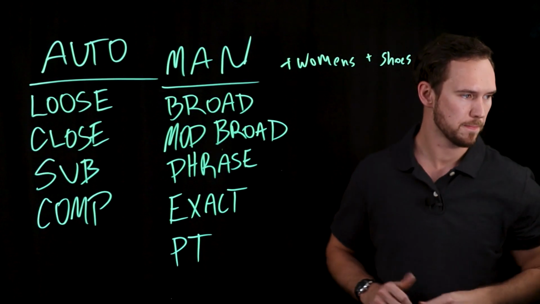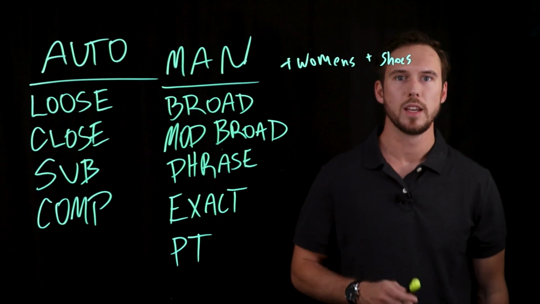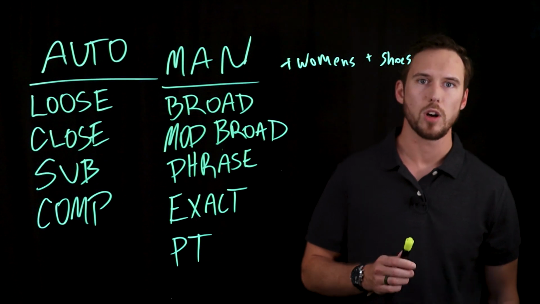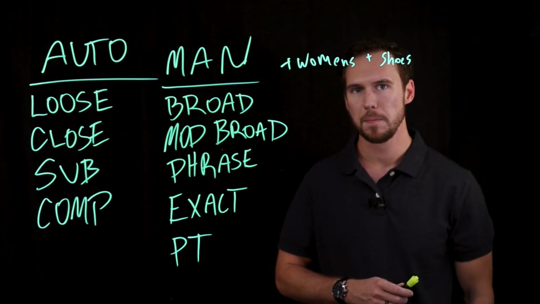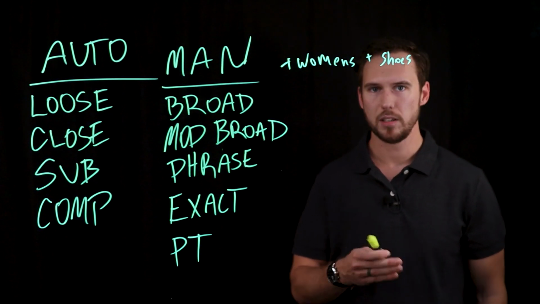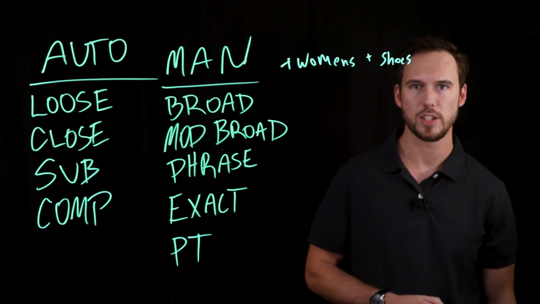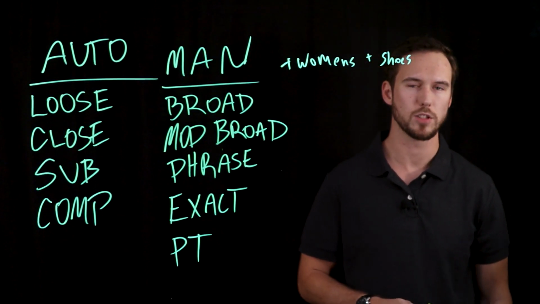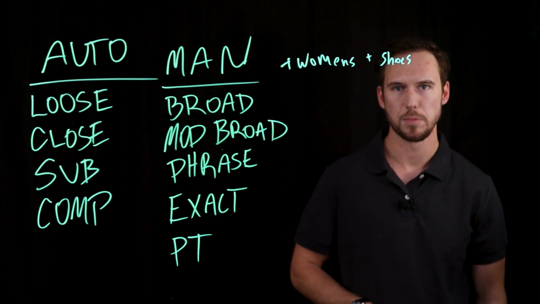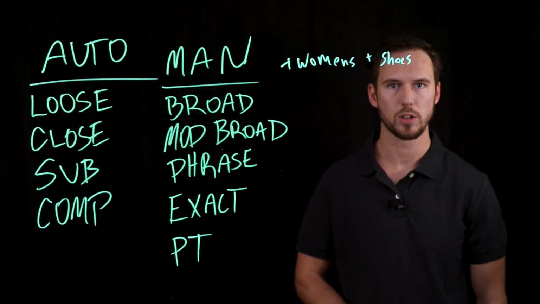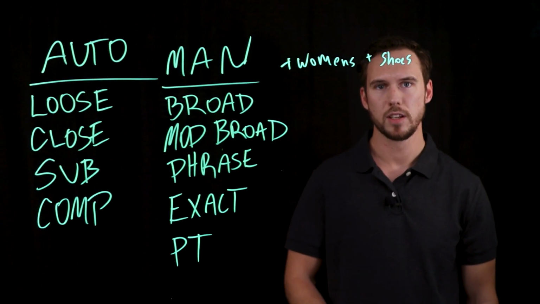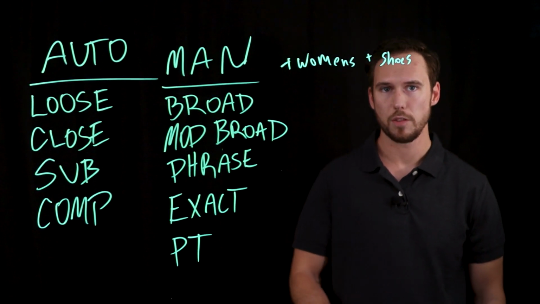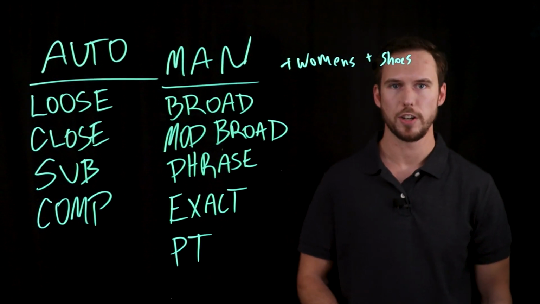And pretend there's no space there. This would mean that both women's and shoes need to be a part of the search term to win that placement. But the keywords can appear in any order. Just like other match types, modified broad match also accounts for close variations. This means misspelling, singulars, plural forms, abbreviations, and other variations of the modified term can still trigger your ads.